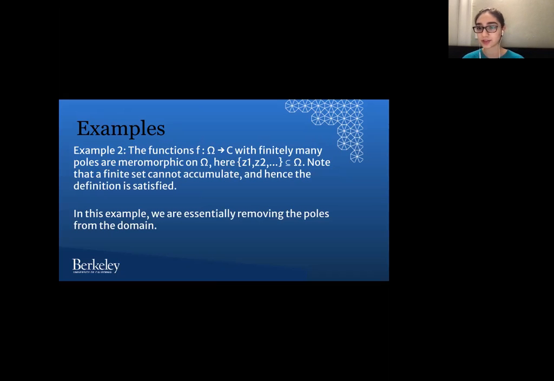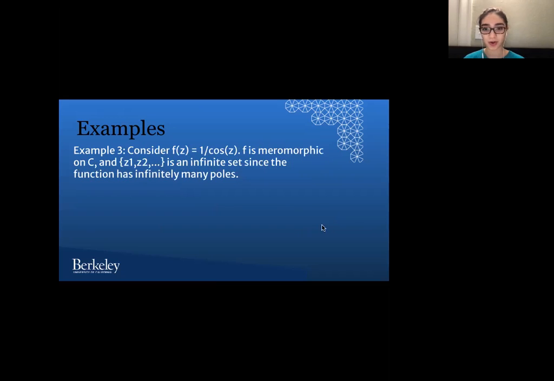Example 2. The functions with finitely many poles are meromorphic on omega. Here, since there are finitely many poles, we know that they cannot accumulate, and this satisfies the definition of meromorphic functions as well. So what we're essentially doing in this example is removing the poles from the domain. So on to the next example.